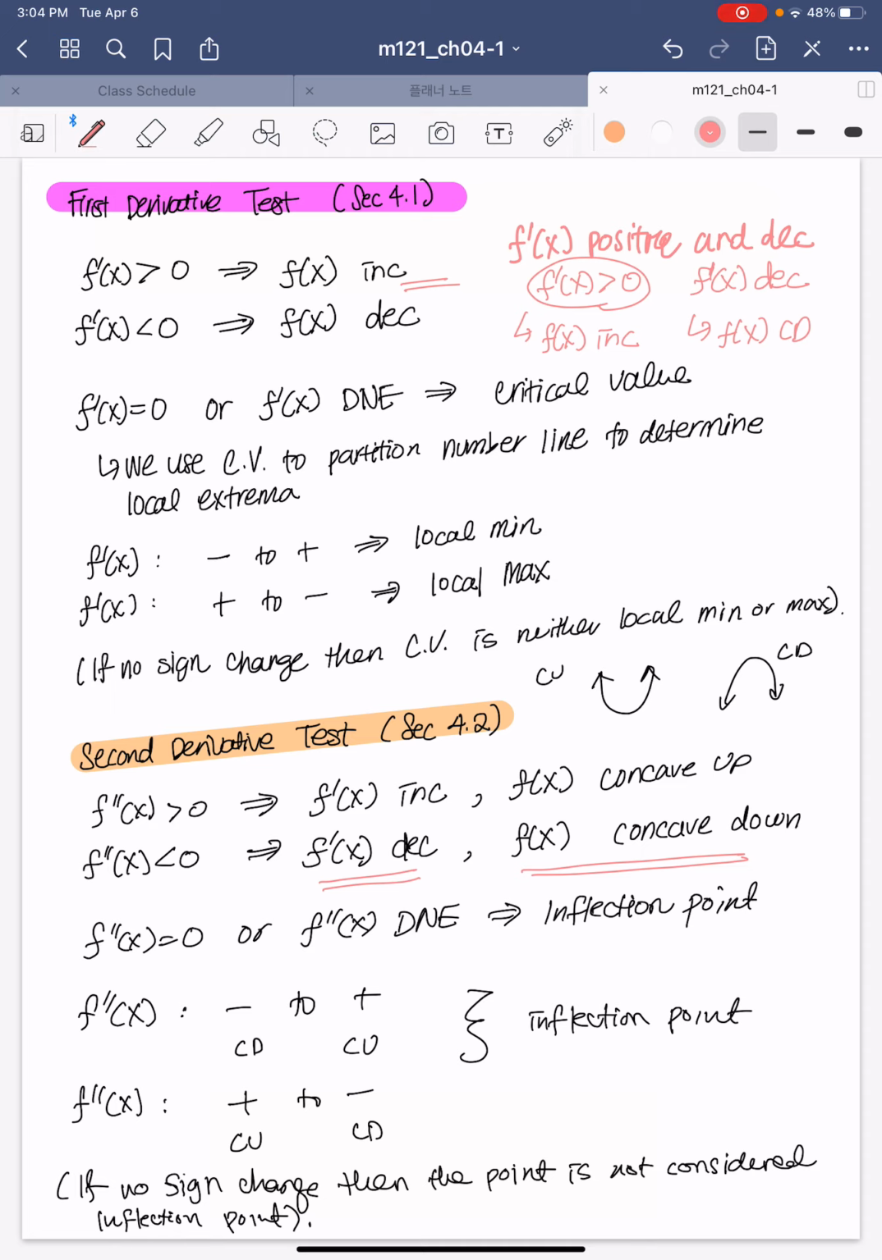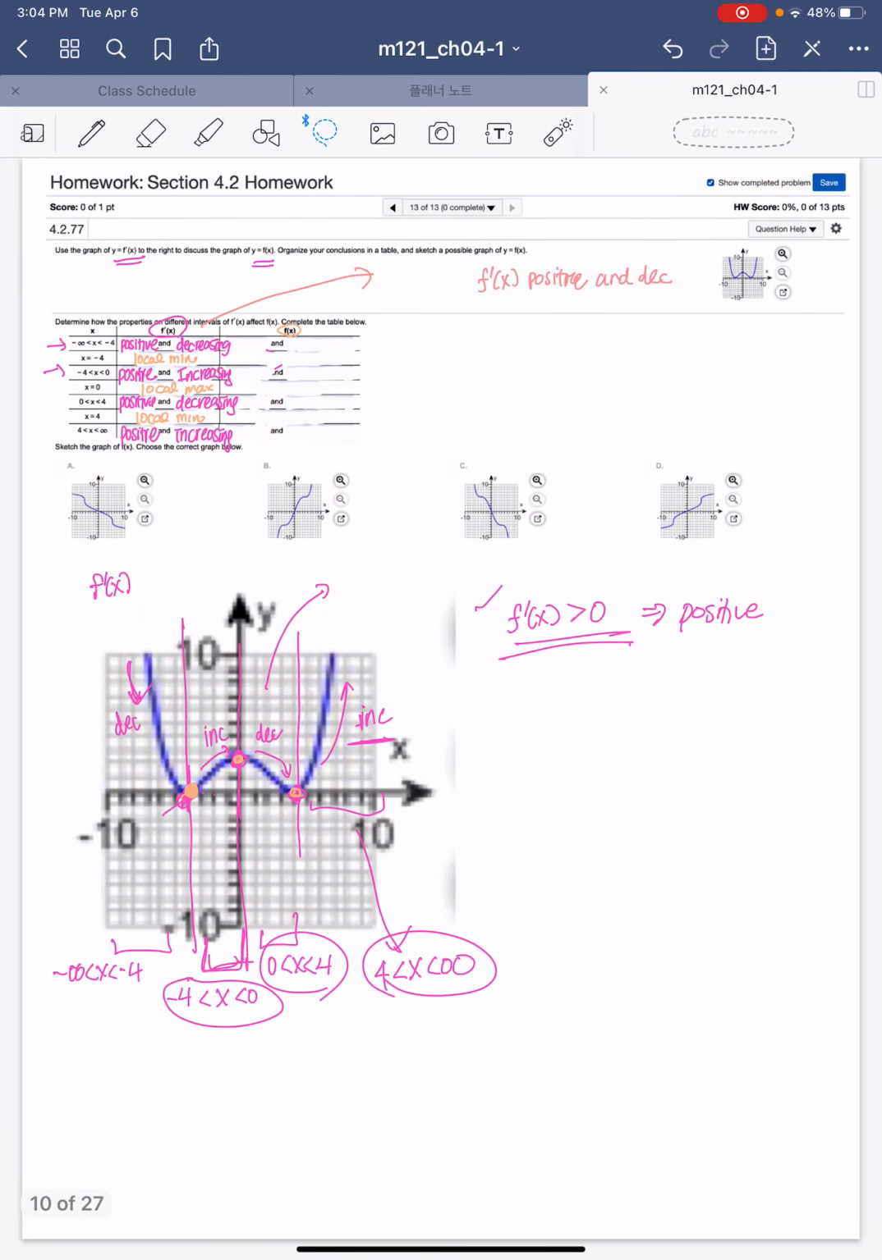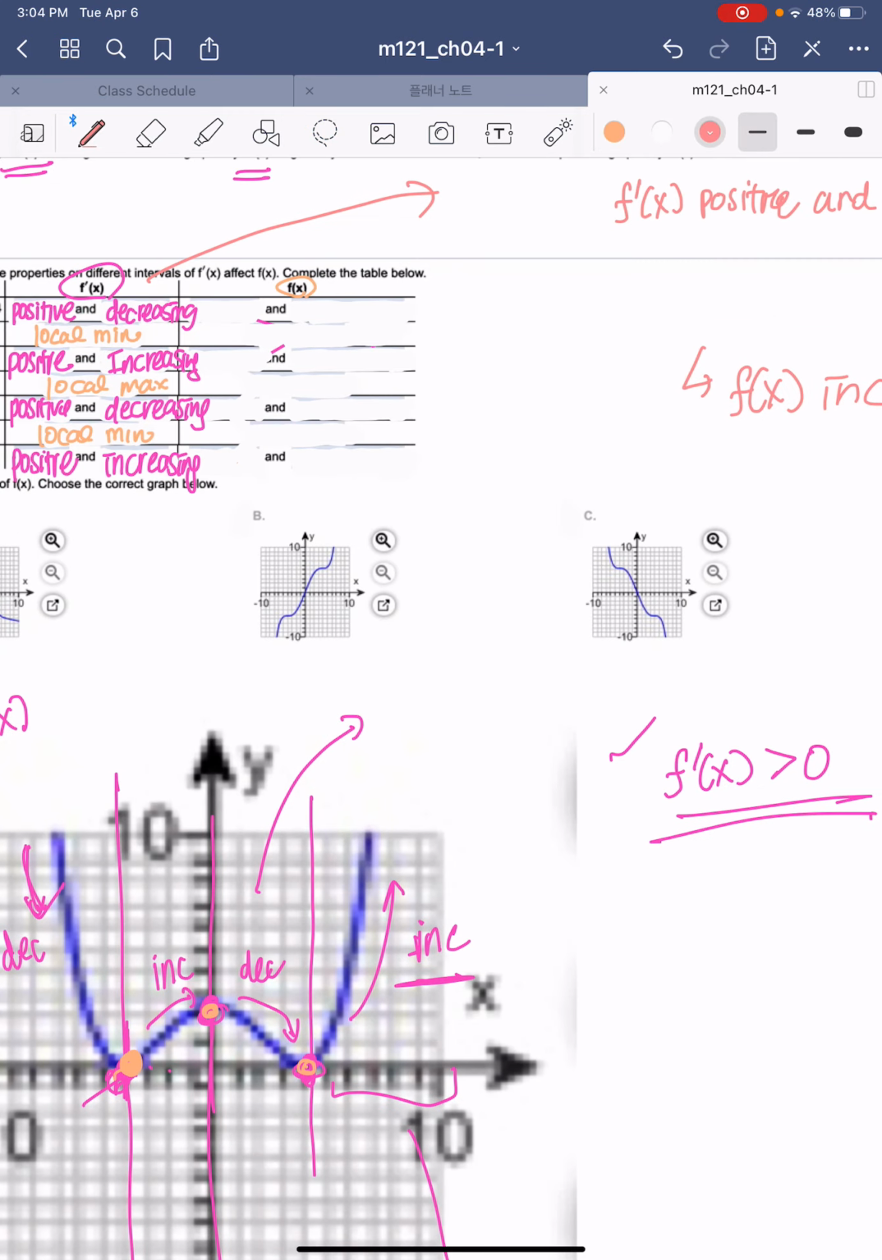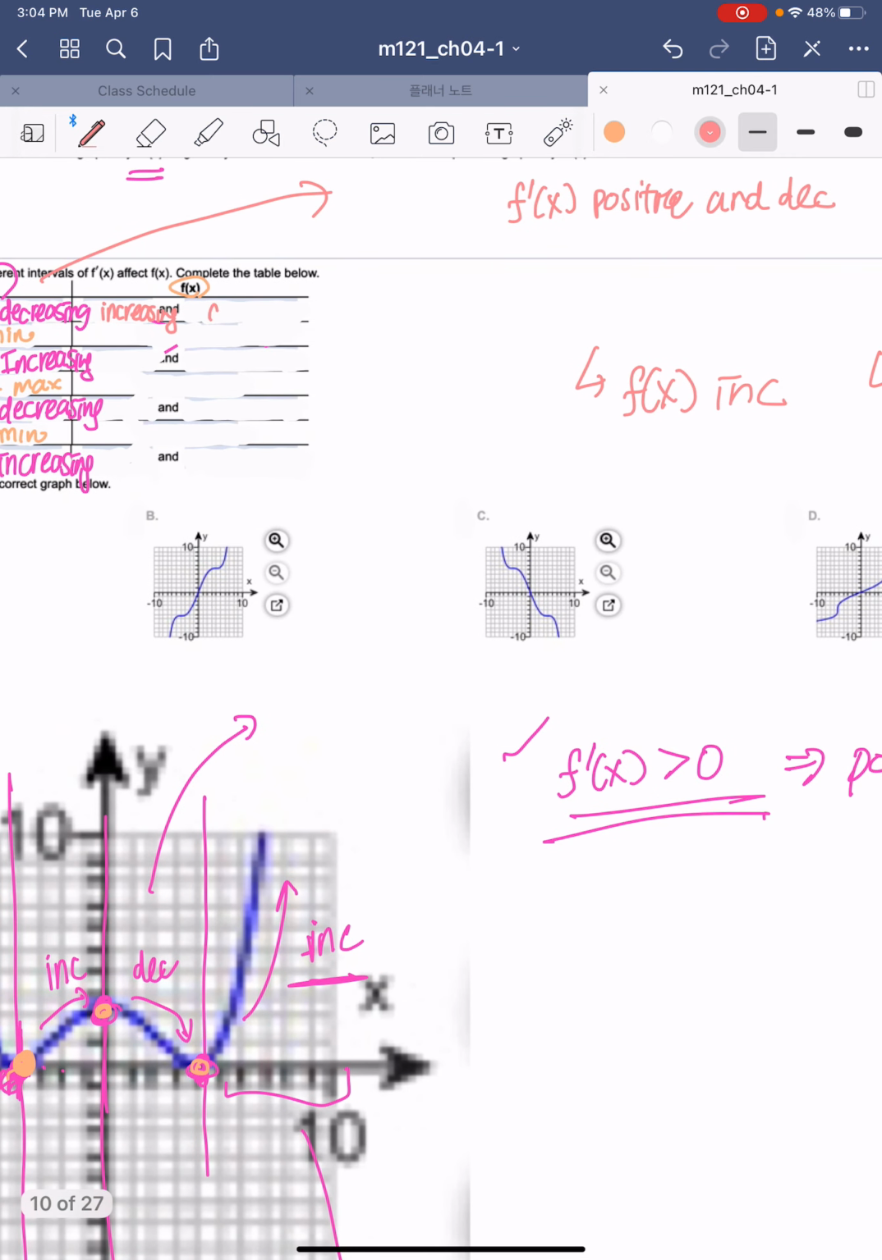So I'm gonna copy this one so that we don't forget. Copy and then paste it over here. So this first column will be increasing and concave down.